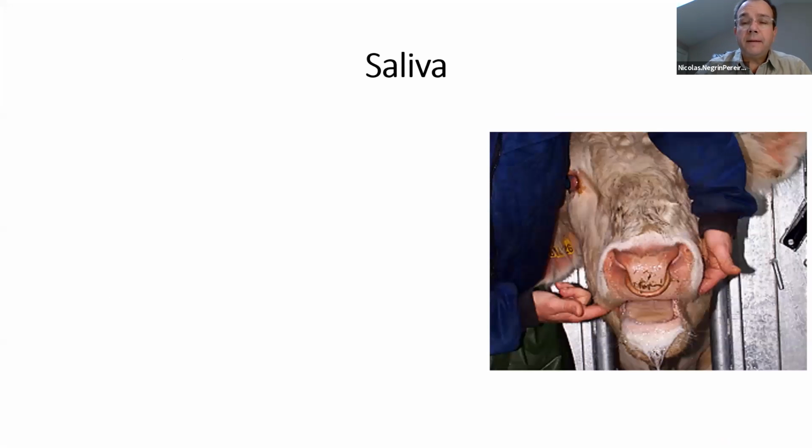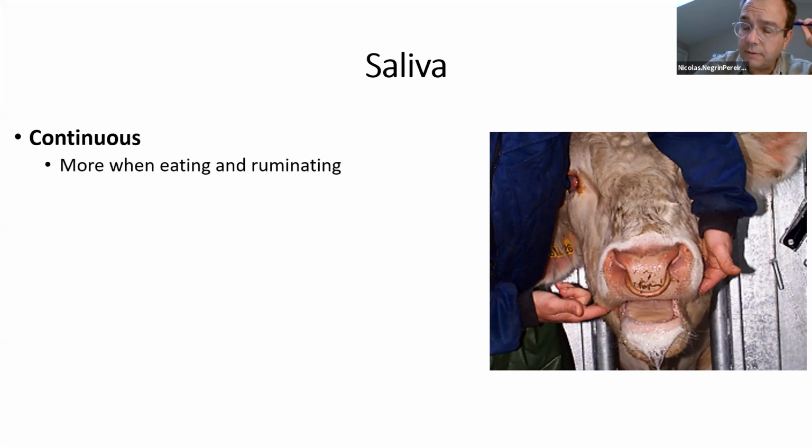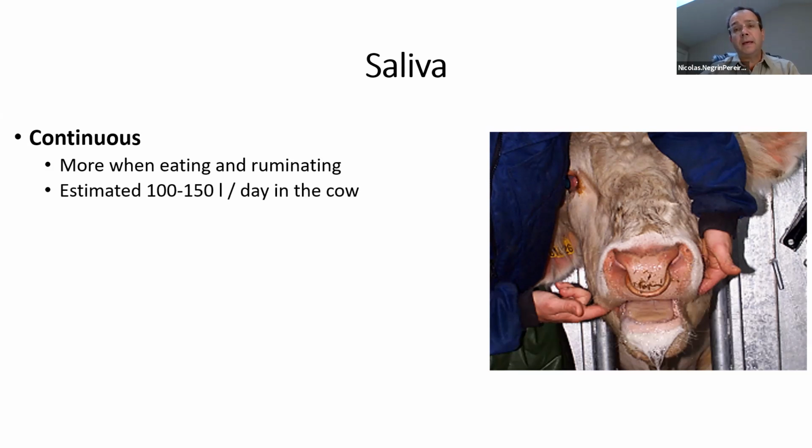Saliva is also an important component here. It is of continuous production in bovines. If you ever look at a cow eating, grazing and even chewing the cud, you will see that they produce quite a large amount of saliva, which is fundamental to lubricate the feed. And of course, it is more abundant during eating and ruminating. It is estimated, and I think it's quite an impressive volume, that a normal cow will produce between 100 to 150 liters per day.